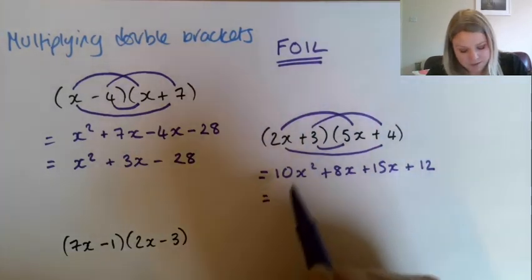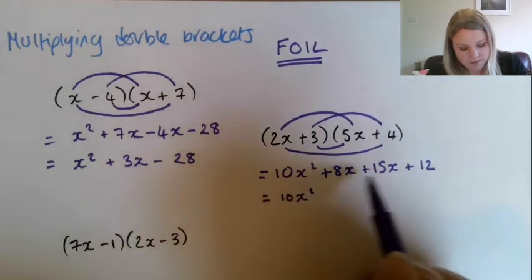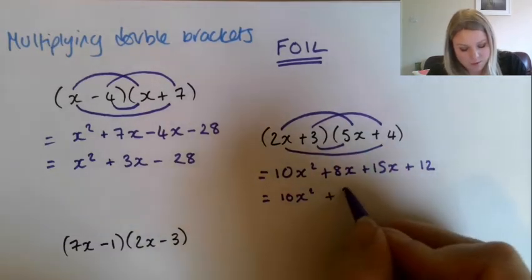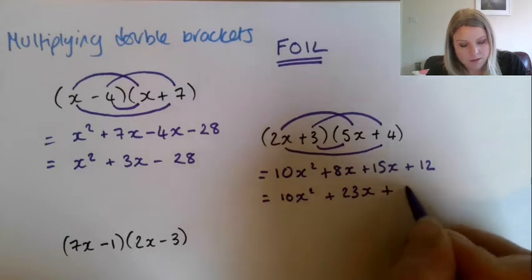Tidy up, 10x squared. We can gather these two like terms together. So 8x plus 15x is 23x. And we still have that 12.